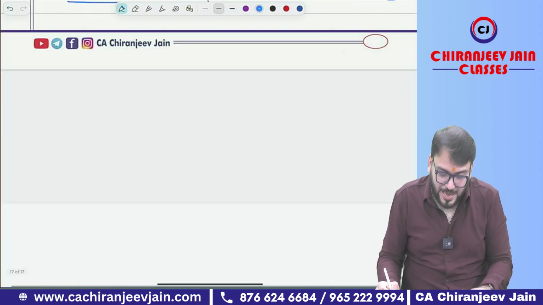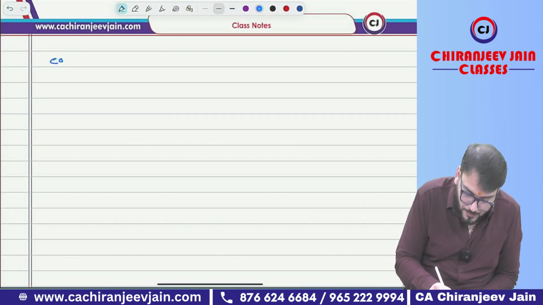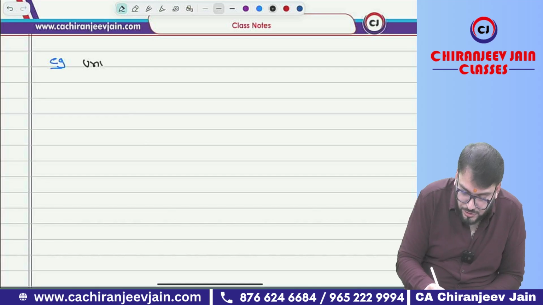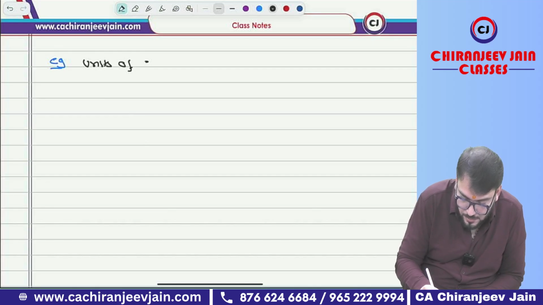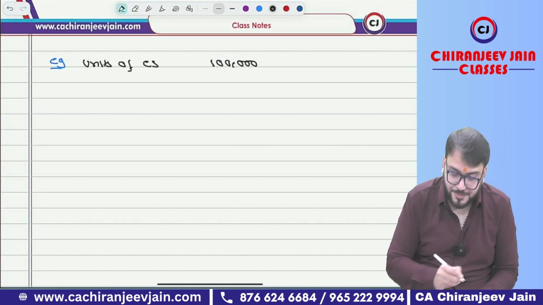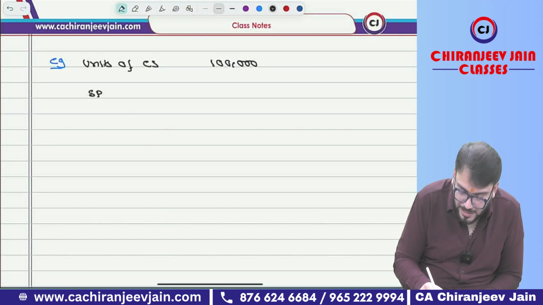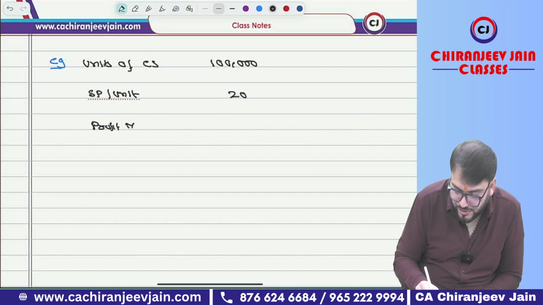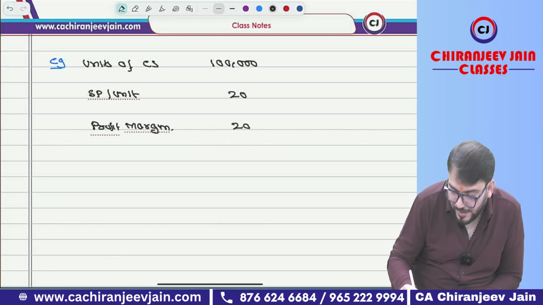Let me give an example. Units of closing stock 1 lakh, sale price per unit 20, and profit margin is 20% of cost.